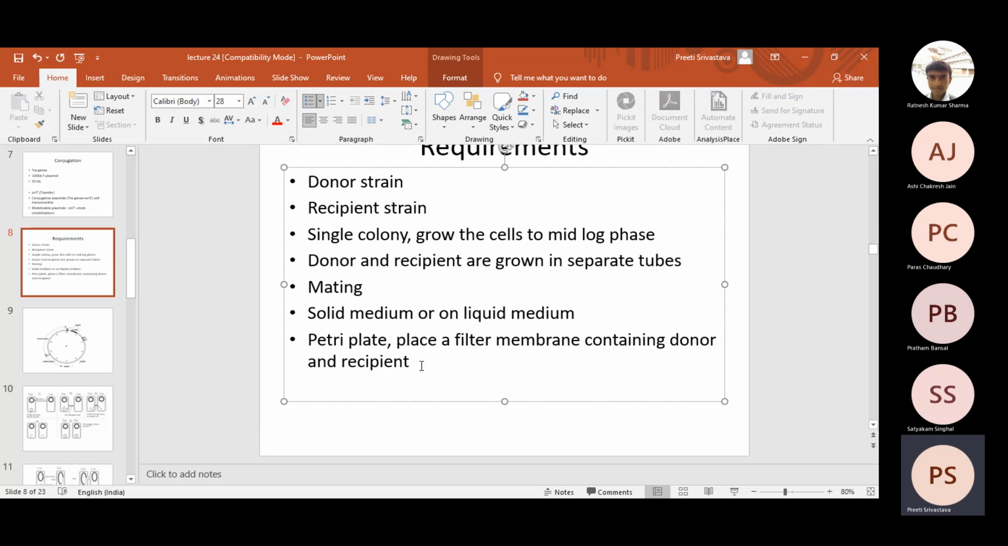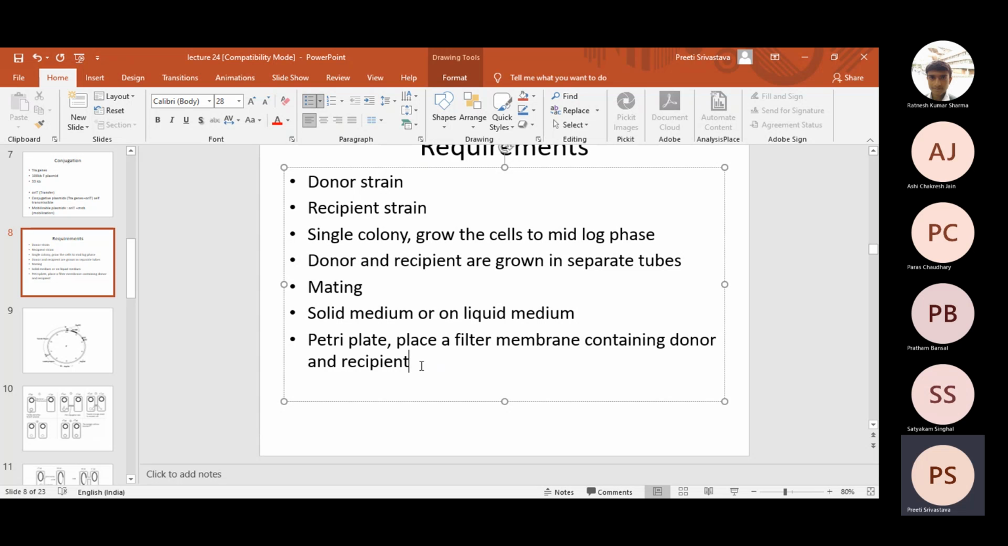So first you pass the recipient, collect the cells on the filter, then again on the same filter membrane you pass the donor strain. So at the bottom you have the recipient, at the top you have the donor strain, and then you again allow the culture to pass through the filter. So on the filter you will actually have cells, both donor and recipient.